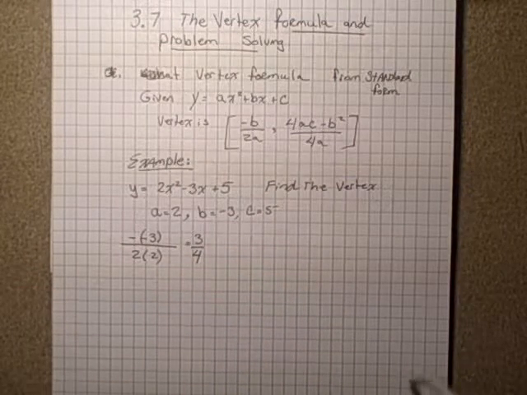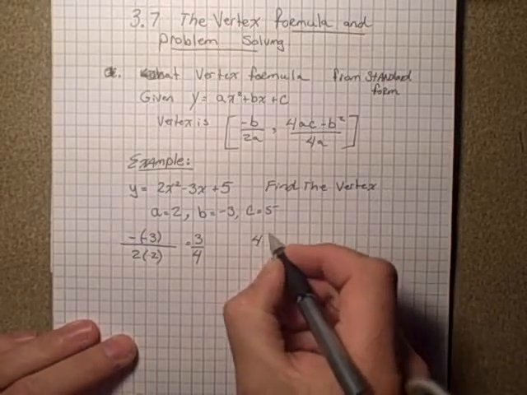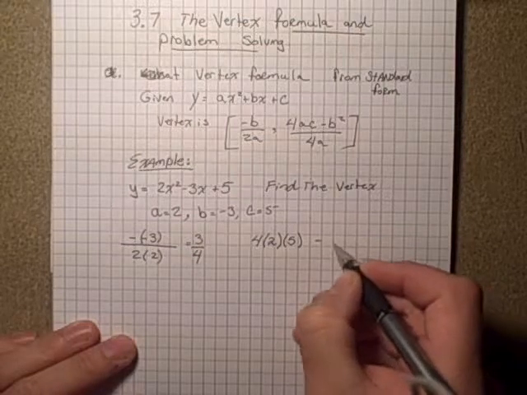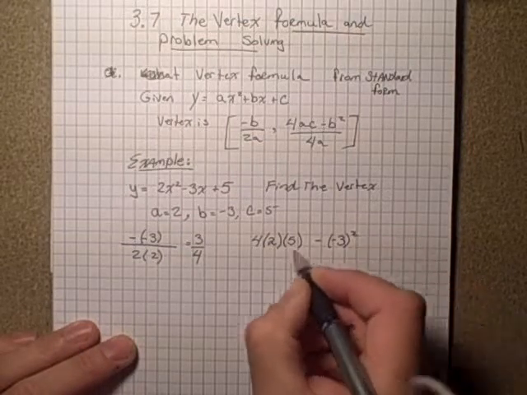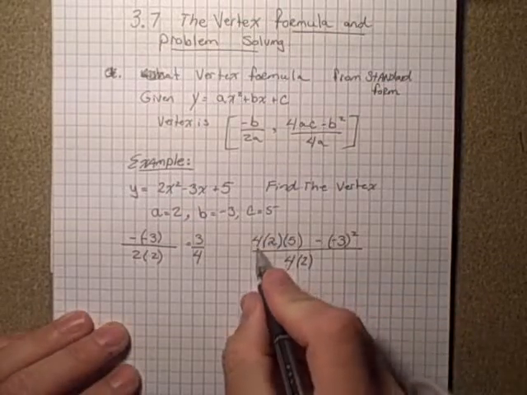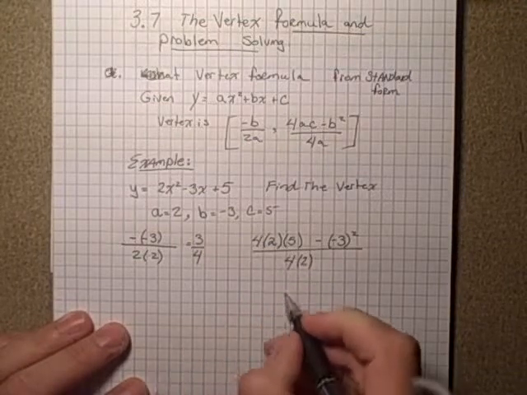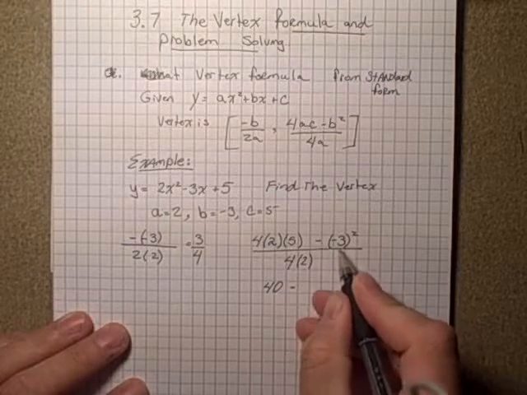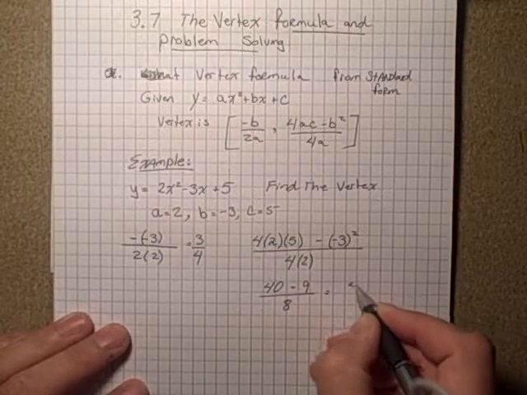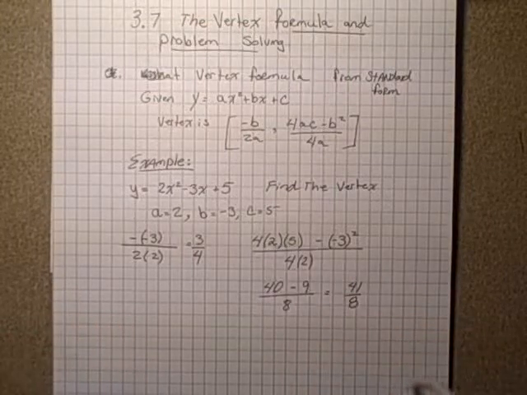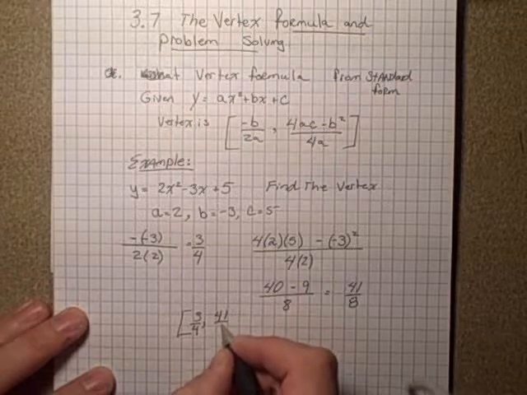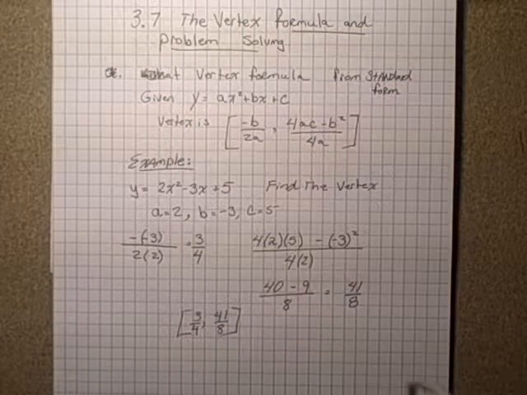Now we can do the same for the y point of the vertex. So that would be 4 times a, which is 2, times c, which is 5, subtracting b squared, which is negative 3 squared, over 4 times the a point, which is 2. Working this out, we have 40 here: 2 times 4 is 8, times 5 is 40. Subtract negative 3 times negative 3, which is 9, over 8. So we've got 41 over 8. Then our vertex for this particular problem is going to be at 3/4 and 41/8. And that's how you do a problem like that. Just simple use of the formula.